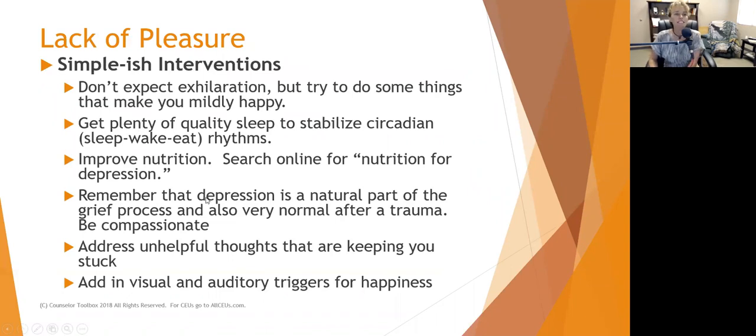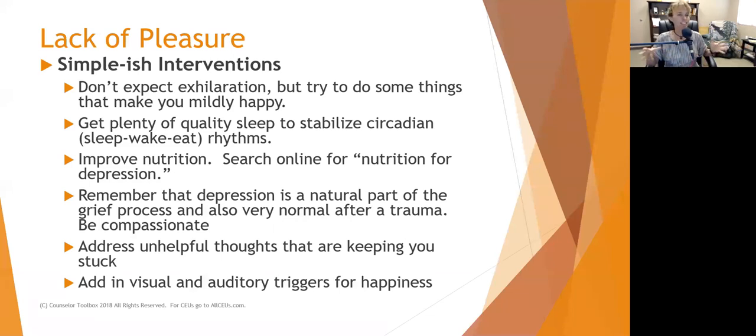So, some simple-ish interventions. I've encouraged them to brainstorm up until now because I prefer to do Socratic interventions with people instead of just spoon feeding them. But we wrap it up, make sure we've hit all the highlights. I encourage people not to expect exhilaration, but to try to do some things that make them mildly happy every day. So again, I asked the group, what might that be?